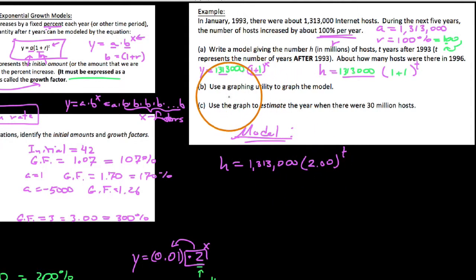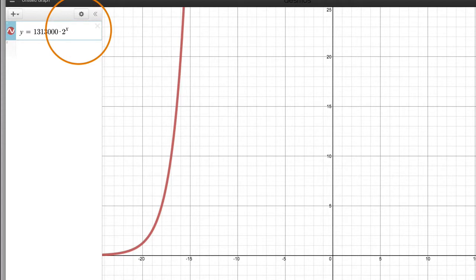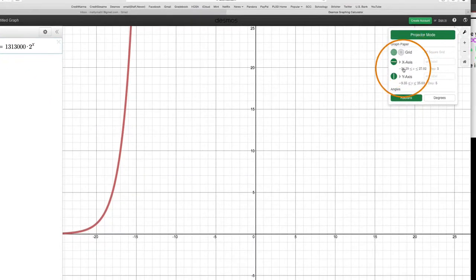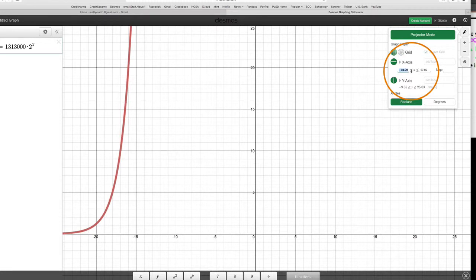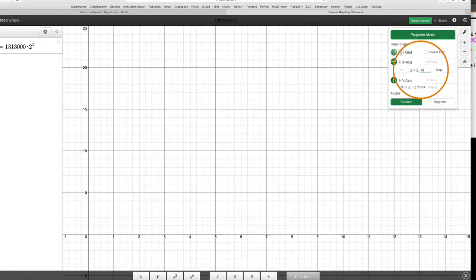So this right here, we want to use a graphing utility to graph this model. I'm going to hop over to Desmos here. This is going to be a really tall graph. I'm going to say y equals 1313000 times 2 to the power of, and I have to use an x. So here's our function, and I'll change our grid so that x represents time. We'll go from negative 1 year, so 1992, out to like 15 years later, and we'll go by steps of 1.